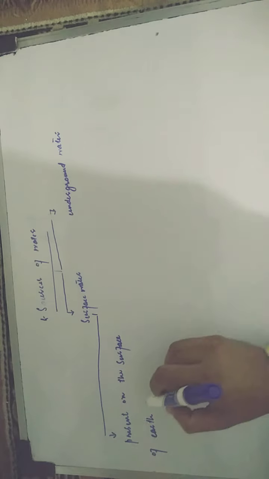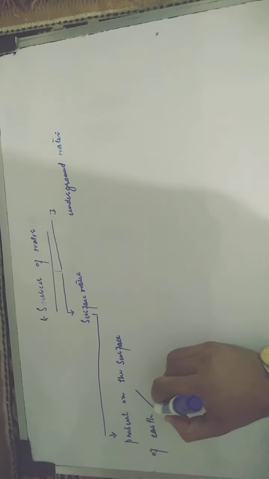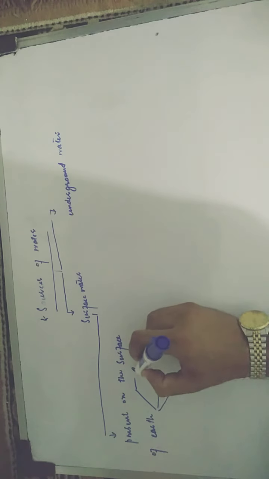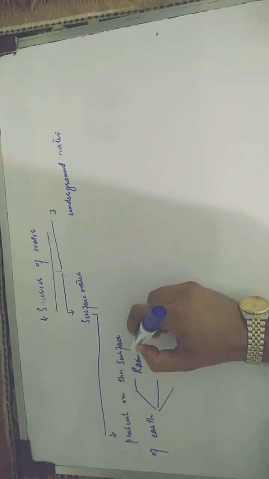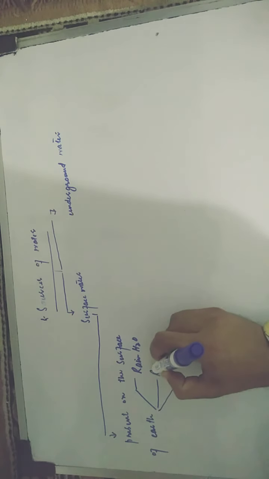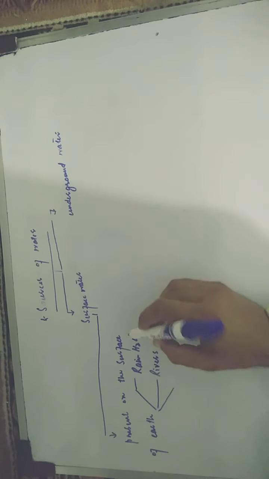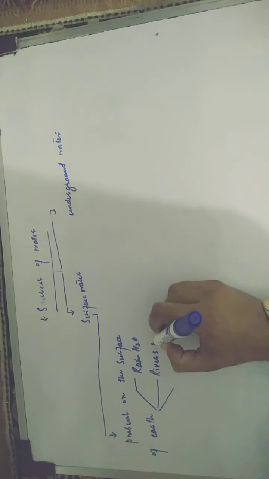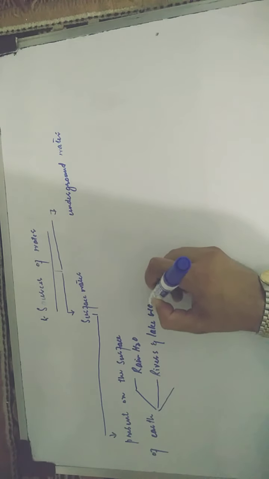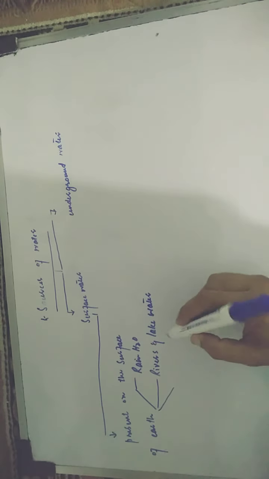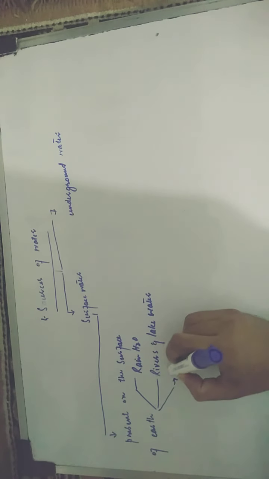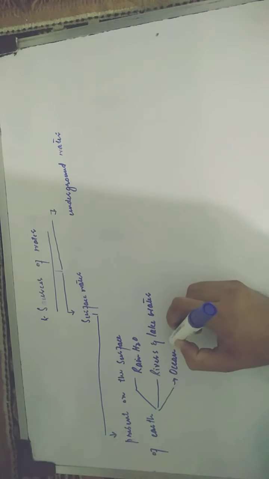It is of three types. We can divide it into the rainwater. The second is the rivers and lake water. And third one is, you know, the largest water body, the ocean water.